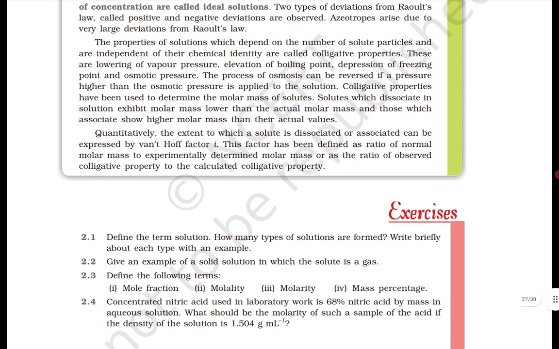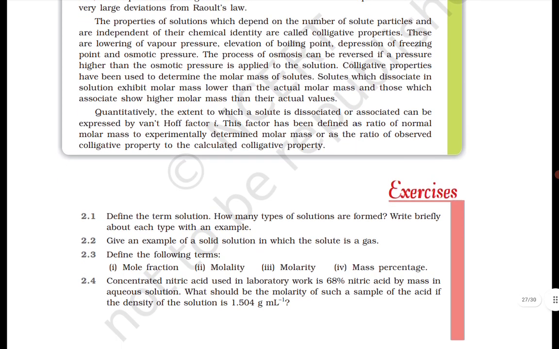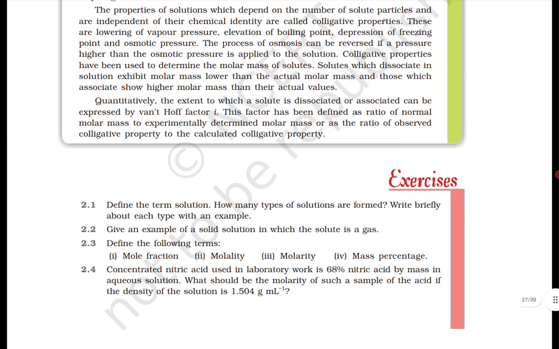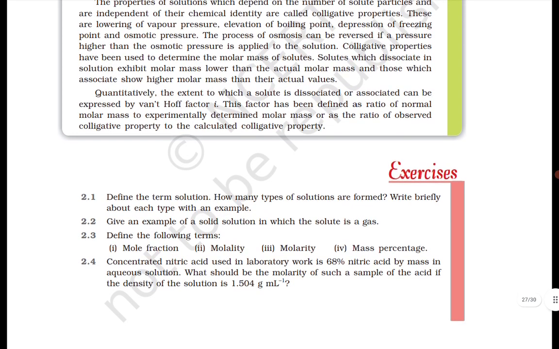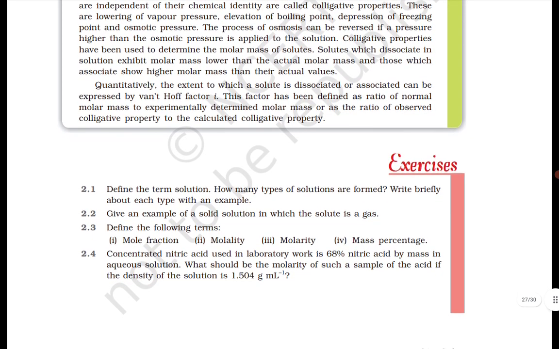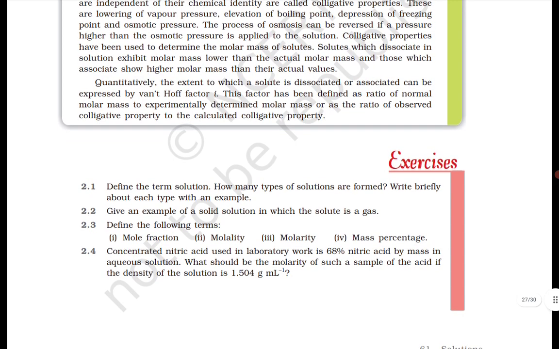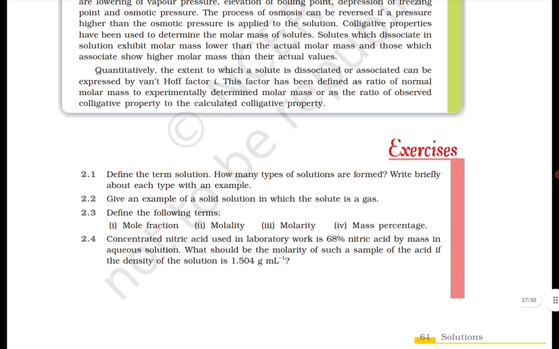Colligative properties have been used to determine the molar mass of solutes. Solutes which dissociate in solution exhibit molar mass lower than the actual molar mass, and those which associate show higher molar mass than their actual values. Quantitatively, the extent to which a solute is dissociated or associated can be expressed by the Van 't Hoff factor i. This factor has been defined as the ratio of normal molar mass to experimentally determined molar mass, or as the ratio of observed colligative property to the calculated colligative property.